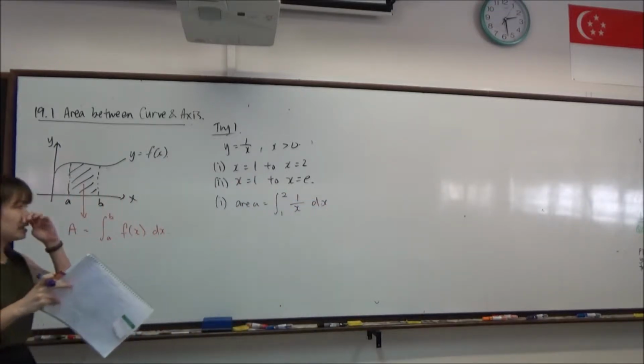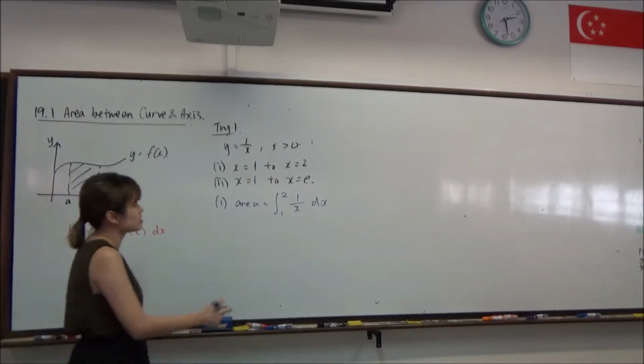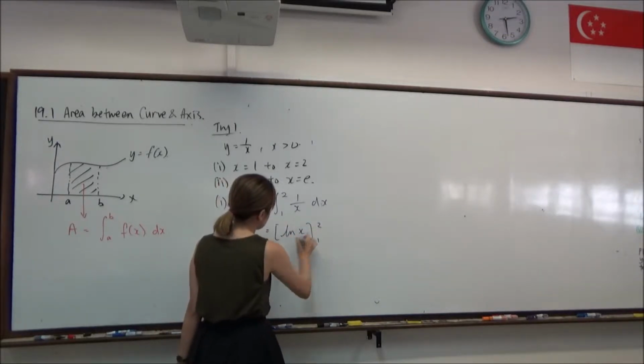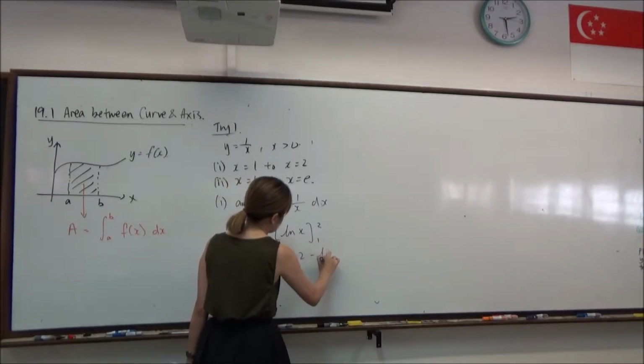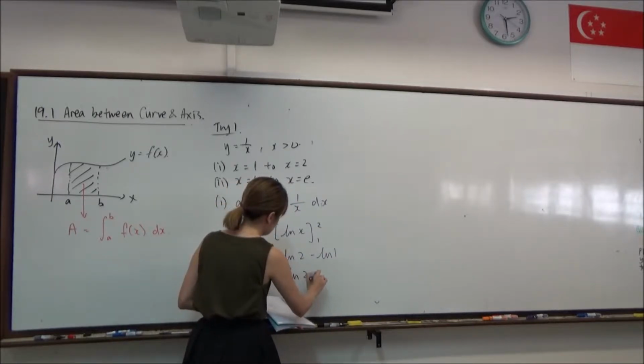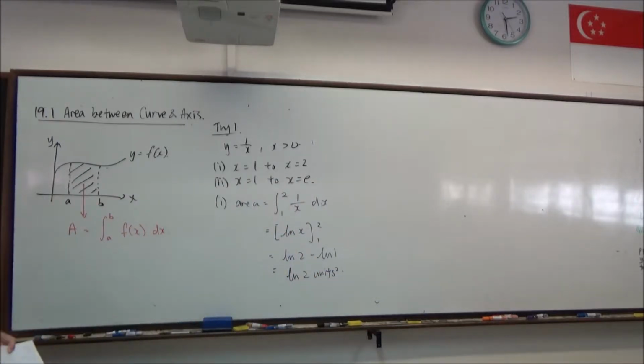we are looking at the integral from 1 to 2 for 1 over x, so that will give us ln x, which we just covered. So therefore in this case our answer will be ln 2 unit square. Ln 1 is 0.